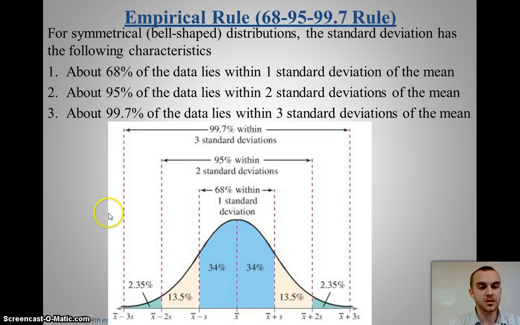The last thing to talk about here is the idea of the empirical rule. The empirical rule requires that we're dealing with data that is symmetrical and bell-shaped. That's going to be very important. And if that's the case, what we know in general about our sample data is that about 68% of it will lie within the first standard deviation from the mean, 95% will fall within 2 standard deviations, and 99.7% of the data will fall within 3 standard deviations. That's why it's called the 68, 95, 99.7 rule.